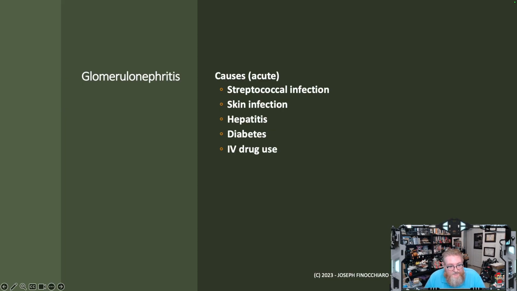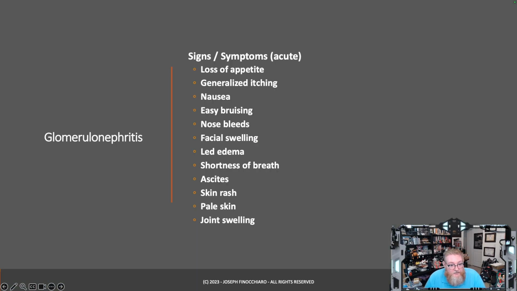So, causes for the acute version of glomerulonephritis is streptococcal infection, skin infection, hepatitis, diabetes, and IV drug use. Loss of appetite, generalized itching or pruritus, nausea, easy bruising, nosebleeds, facial swelling, leg edema, shortness of breath, ascites, skin rash, pale skin, and joint swelling.